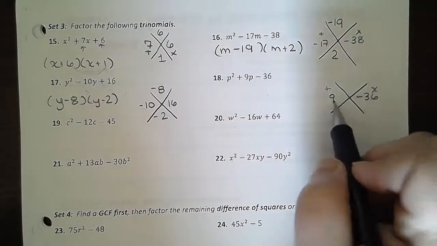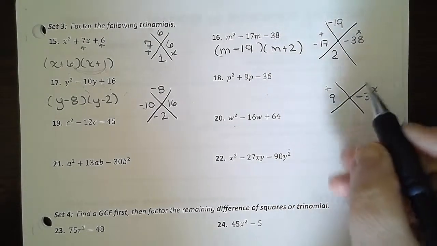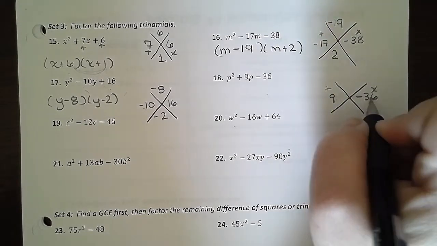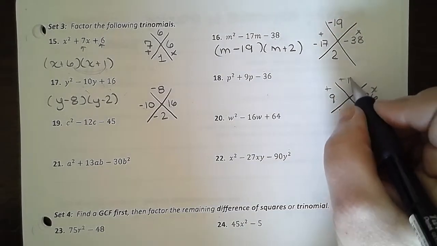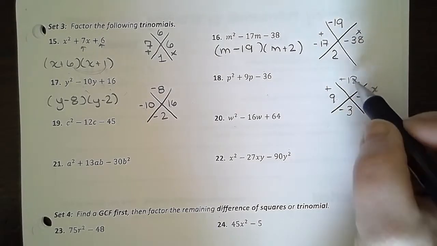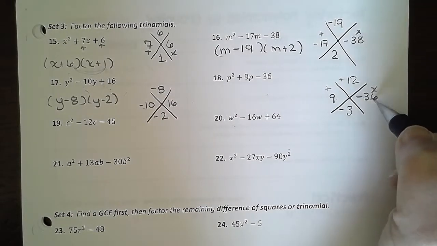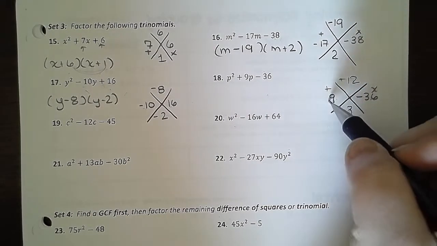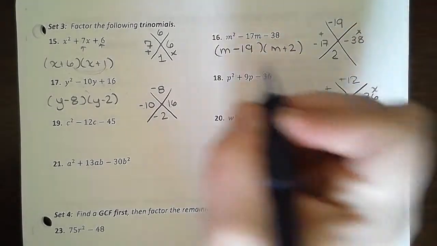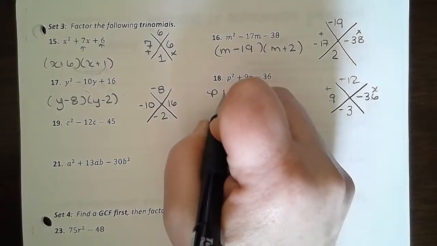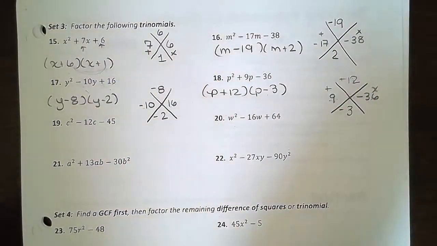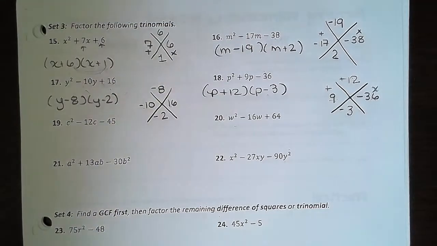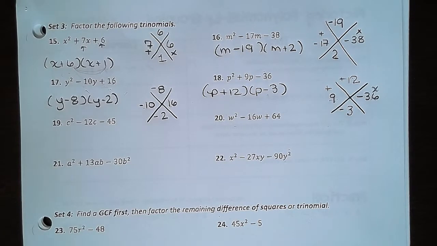Let's look at negative 36 and 9. Okay, we have a positive 9 and a negative. So one of these is going to be positive and one of them is going to be negative. So what if I did 12 and negative 3? 12 times negative 3 is negative 36. 12 plus negative 3 is a positive 9. So this ends up being p plus 12 times p minus 3. Okay, so hopefully this gives you guys some idea of what you need to do as far as doing these.